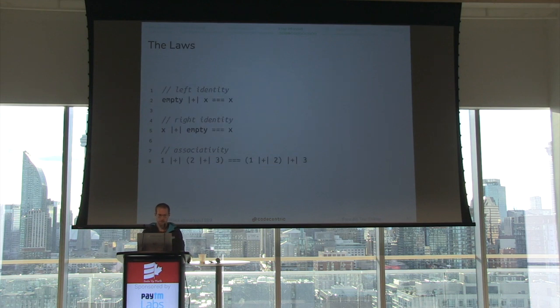Simple. What are our laws for the monoid type class? Well, this pipe plus pipe is just an infix operator for the combine operation. If you combine empty and x, it should be just x. On the right-hand side, on the left-hand side, those are the two identities. And combination should be associative.